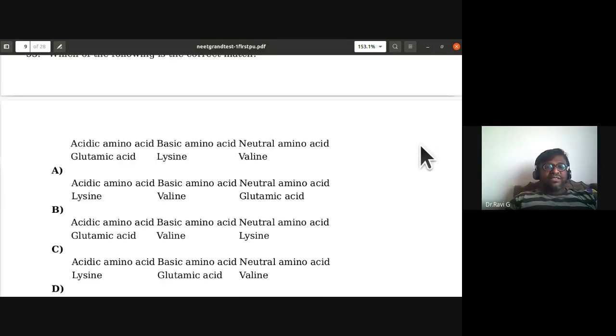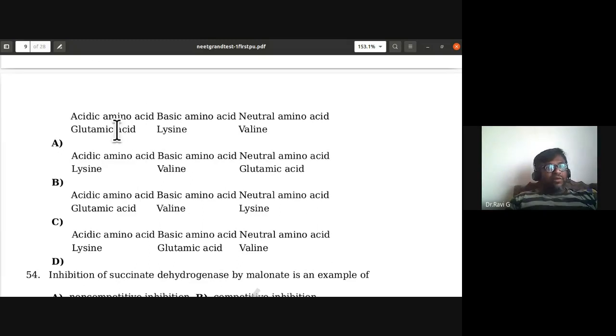Then which of the following is the correct match? 53rd. The correct match is, see, acidic amino acid, glutamic acid, basic amino acid, lysine. Why do we call it basic amino acid? Because they have two amino groups. Neutral amino acid, they have one amino group and one carboxylic group, whereas acidic amino acid has two carboxylic groups. Okay, so this is the right answer.